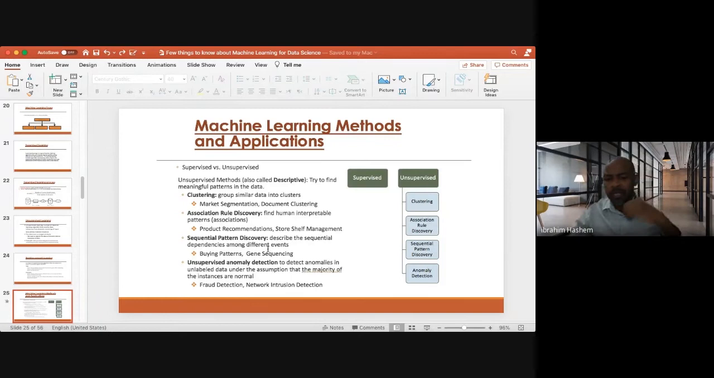And also we have unsupervised anomaly detection. Anomaly detection can be supervised learning also, but here it is unsupervised learning. We have anomaly detection especially when we are looking at the outliers within our data, to detect anomalies in unlabeled data under the assumption that the majority of the instances are normal. Something like fraud detection and network intrusion detection very commonly use anomaly detection techniques.